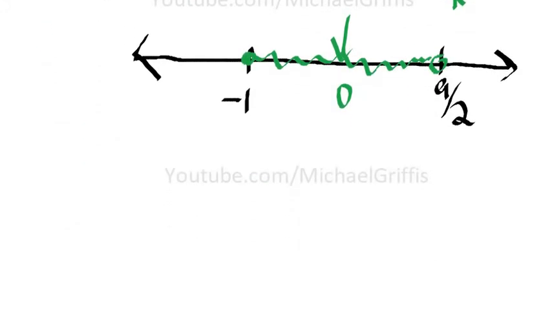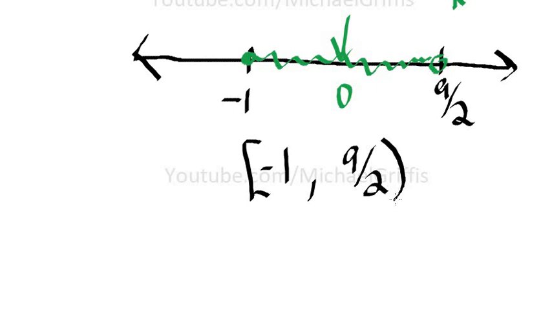Now let's write this in interval notation, up to 9 halves. But it doesn't include 9 halves, so we put an open parenthesis there, or closed parenthesis, I guess you'd say. Alright, moving on.